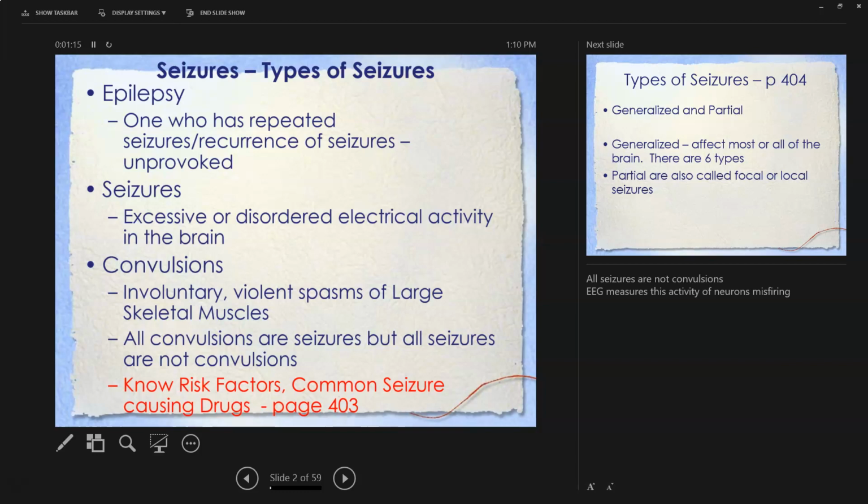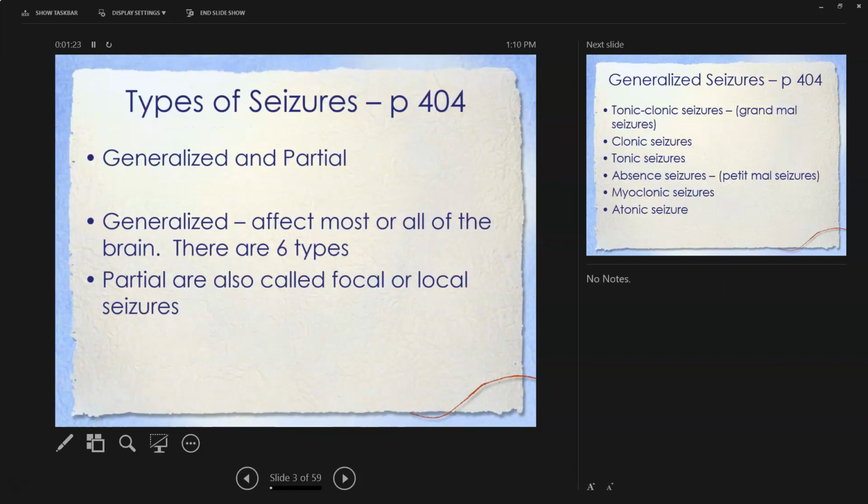You need to know the risk factors for seizures. Those are listed on page 403. Page 404 has the types of seizures. There's simple, generalized, and partial. Generalized seizures affect most or all of the brain, and there are 6 types of those. And then there are partials, which are also called focal or local seizures.